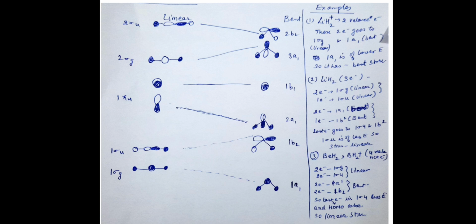So the 2 electrons go to which molecular orbital? See the character table. These 2 electrons go to 1 sigma g of linear and 1 a1 of bent, meaning you fill the 2 electrons in the lowest energy level. Which is the lowest energy level? 1 sigma g and 1 a1. If we put the 2 electrons here, 1 sigma g is of linear shape and 1 a1 is of bent shape. If 1 a1 is lower in energy, it has a bent structure.